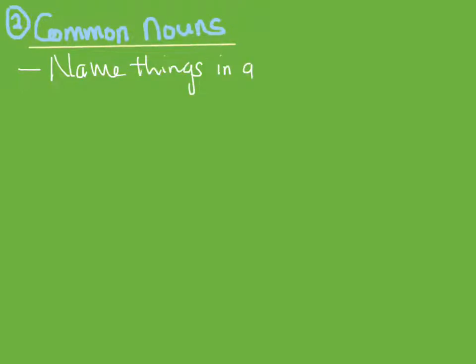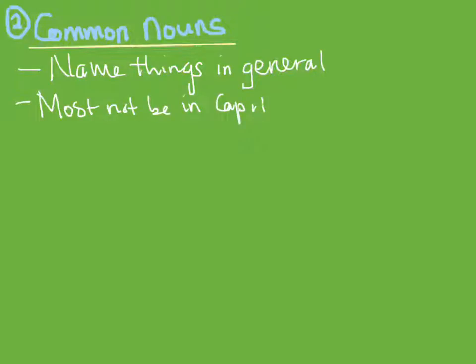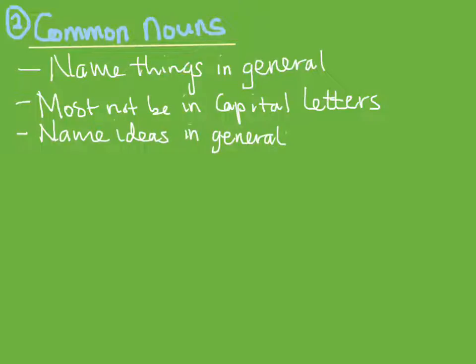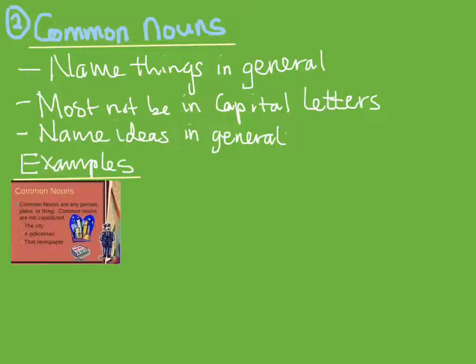Now, let us look at the second type of noun, called common nouns. Common nouns name things in general. As I say common, they name things that are in general, and must not be put in capital letters. They can also name ideas that are in general. For example, common nouns are any person, place, or thing, like a city or policeman or newspaper that is not very important or not very specific. You can name that without using capital letters.